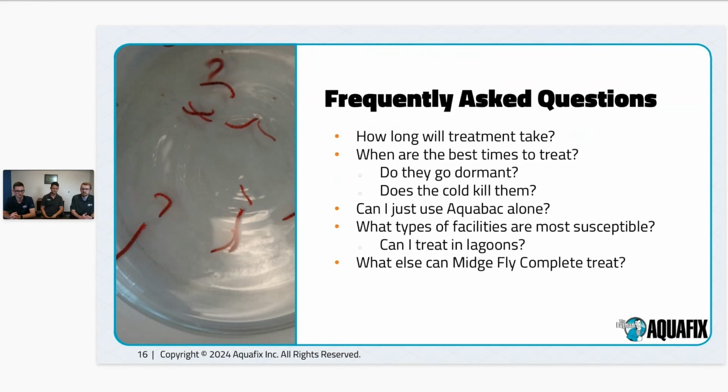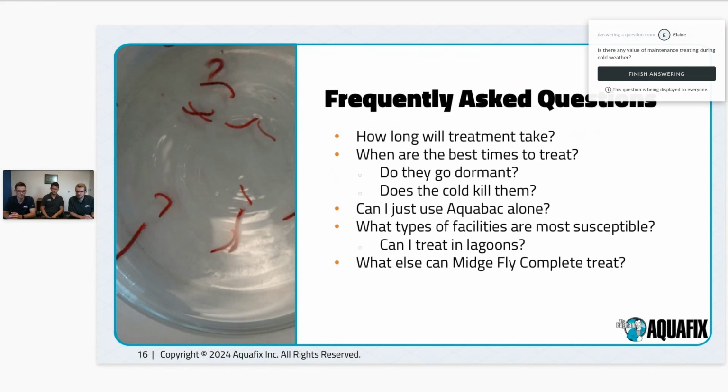What else can midge fly complete treat? It is a very select group of flies that it treats. So really it's only going to treat midge flies, the redworms, and then a couple other species, which is mosquito larvae and black fly larvae. Other than that, it doesn't harm or remove any other things from the plant that would be beneficial to the system.